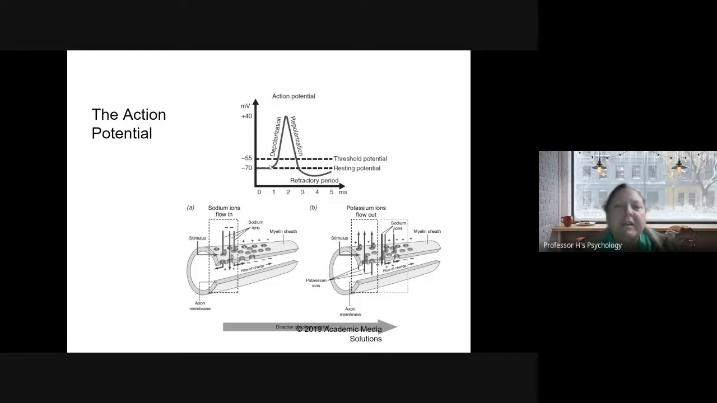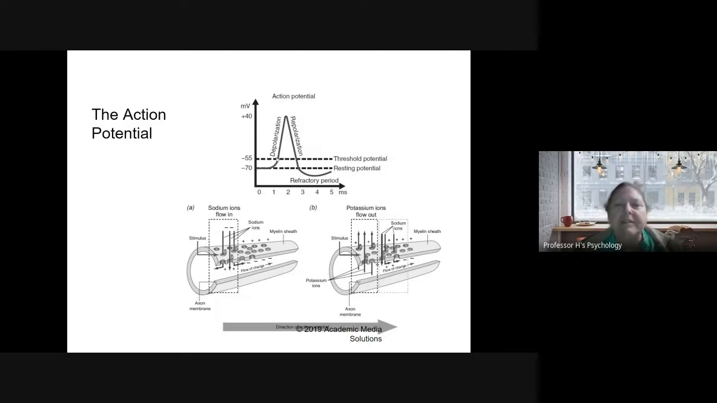We have these changes occurring along the cellular membrane that are just starting to change the charge of that neuron. As soon as that neuron reaches -55, we call that a threshold potential. It has reached the threshold. Once it reaches the threshold, that's the point where the trigger is pulled. The trigger is pulled and that action potential is fired.